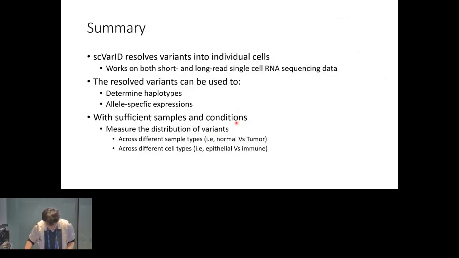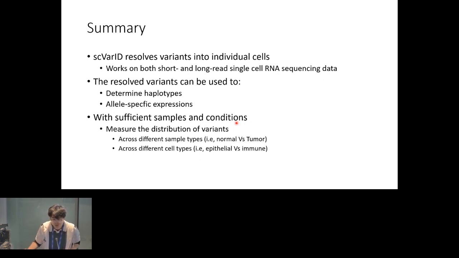So that's it. We made this scVarID. We are generating mutational count matrices, and using these, we can do pretty cool things like allele-specific expression analysis or haplotype determination. This is a reference individual, so it's only one particular condition.